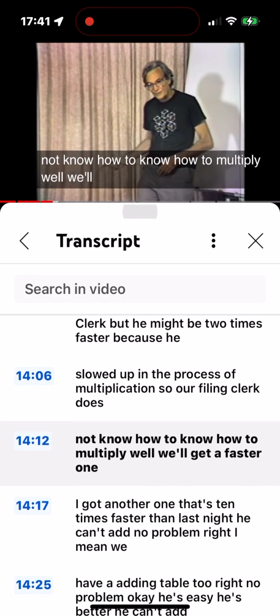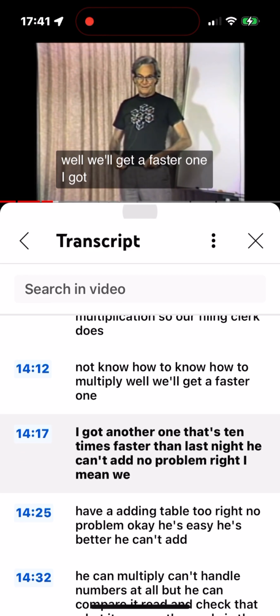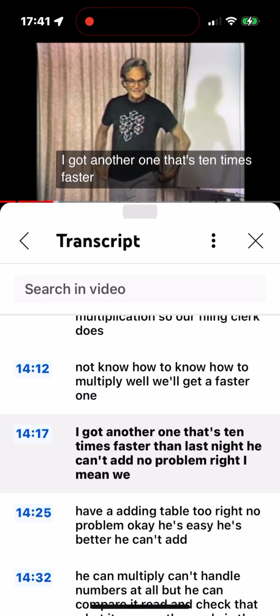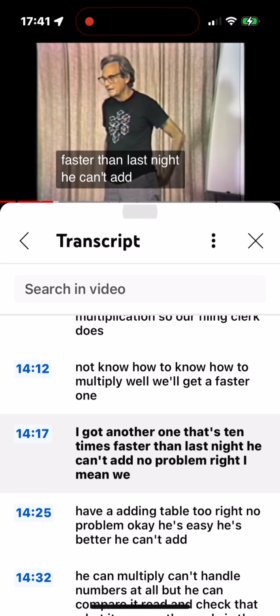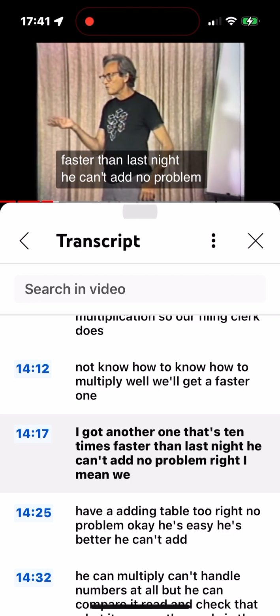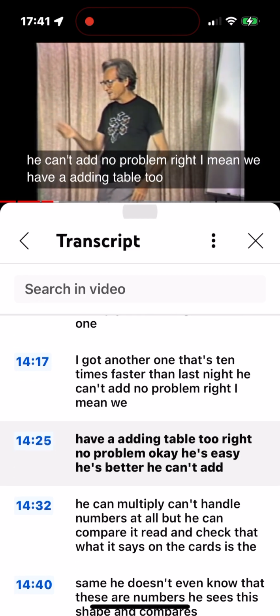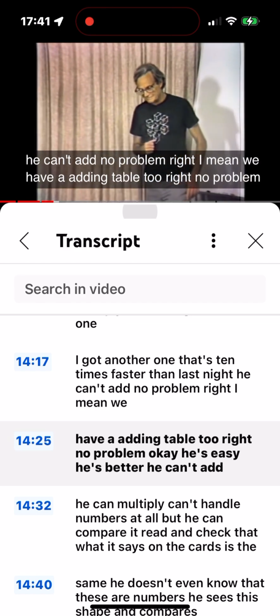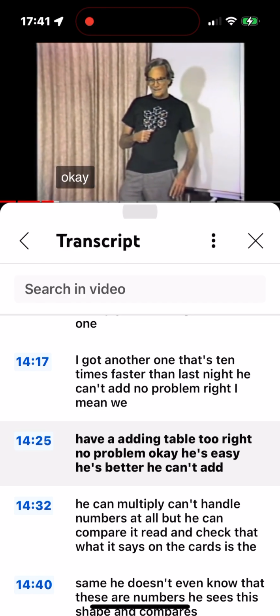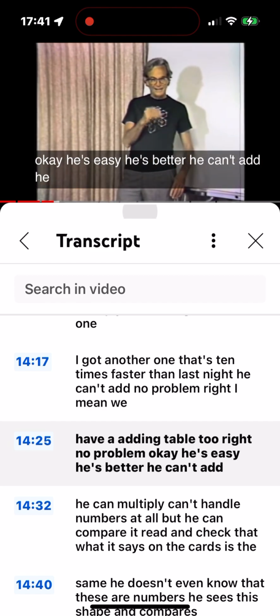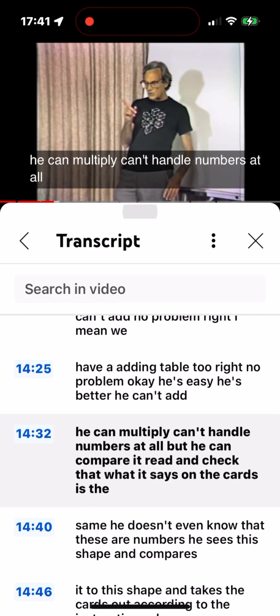Well, we'll get a faster one. I got another one that's 10 times faster than the last one. He can't add. No problem, right? I mean, we have an adding table too, right? No problem. Okay, he's easy. He's better. He can't add, he can't multiply, can't handle numbers at all.